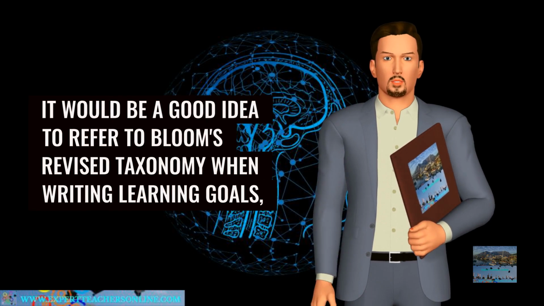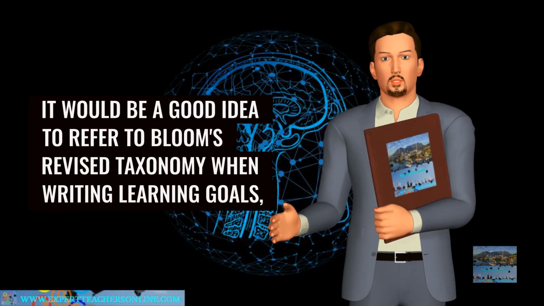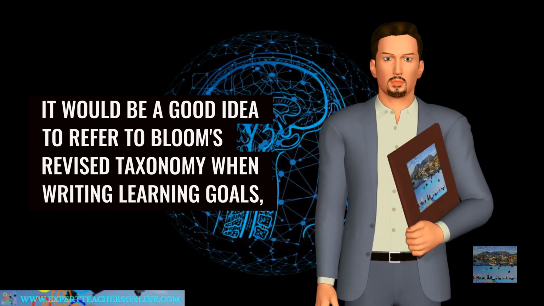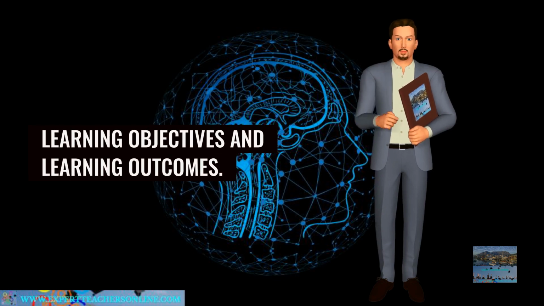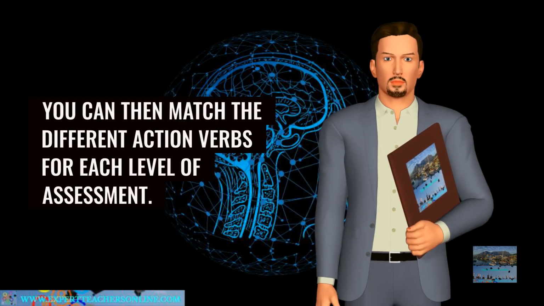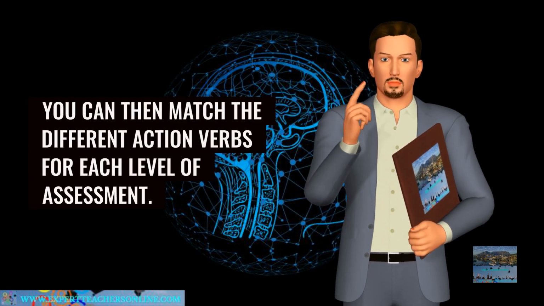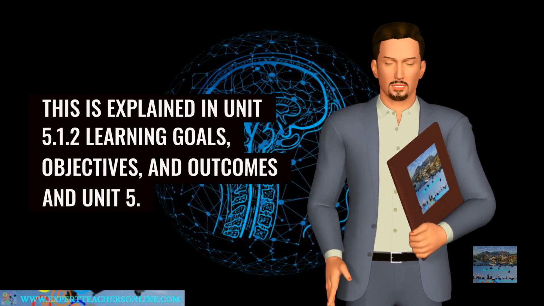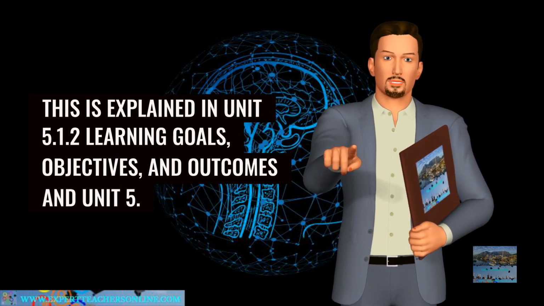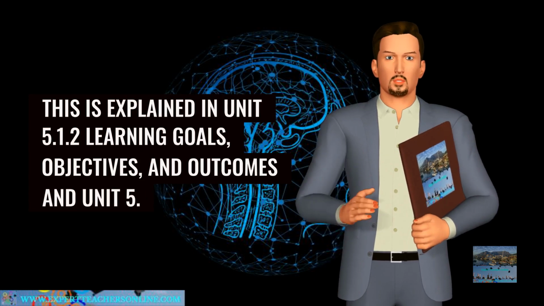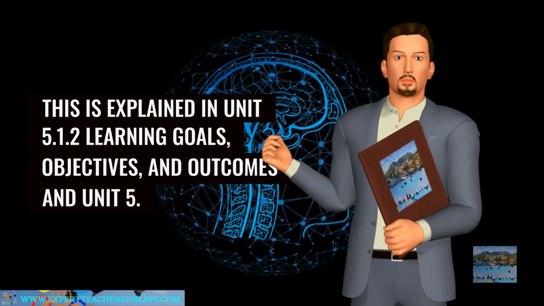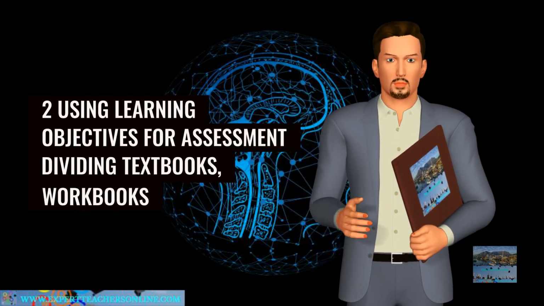It would be a good idea to refer to Bloom's revised taxonomy when writing learning goals, learning objectives and learning outcomes. You can then match the different action verbs for each level of assessment. This is explained in Unit 5.1.2 Learning Goals, Objectives, and Outcomes in Unit 5. 2. Using learning objectives for assessment.